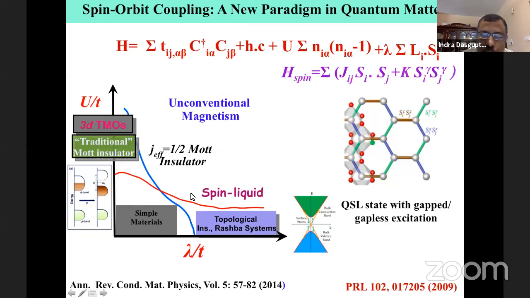So today's talk will essentially concentrate on the regime where the systems that I'm going to consider are weakly correlated, but have dominant spin orbit coupling. And the phenomenon that I'm going to talk about is the Rashba system.